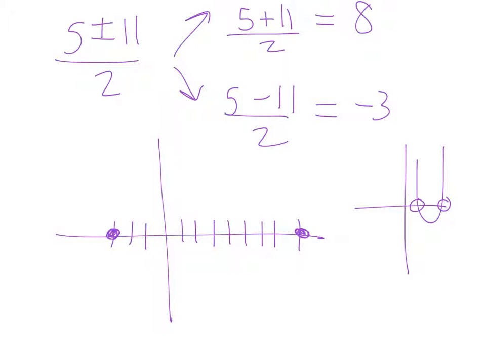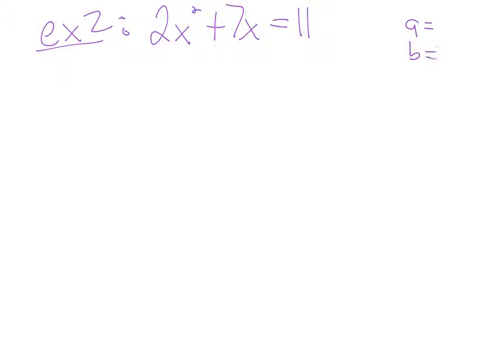So let me give you an example. Let's try one more. So we'll call this example 2. And my equation is 2x squared plus 7x equals 11. Now what's unusual about this question is that you are not allowed to tell me A, B, and C just yet. See if you notice something about the way that this problem is written.